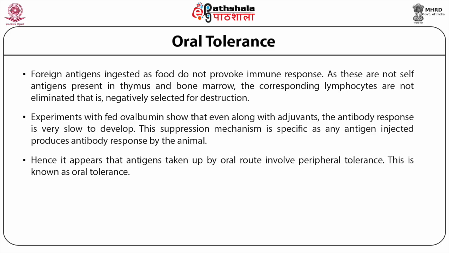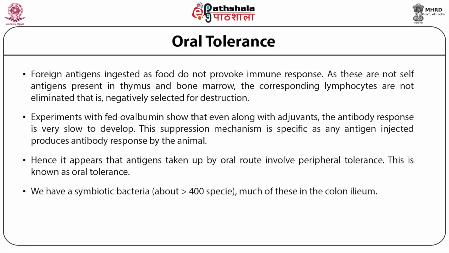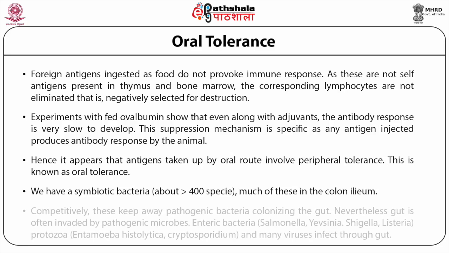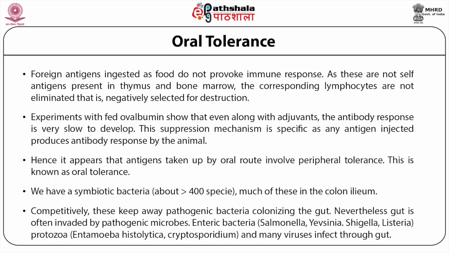Before trying to understand oral tolerance, it is necessary to consider bacterial infections of the gut. We have symbiotic bacteria of more than 400 species, much of these in the colon and ileum. Competitively, these keep away pathogenic bacteria colonizing the gut. In some situations, such as breaks in the mucosal lining of the gut, non-pathogenic strains of bacteria, E. coli being an important example, cross over to blood and initiate systemic infection. Thus, the lining of the gut is responsible for ensuring that the relationship with the gut flora remains symbiotic.